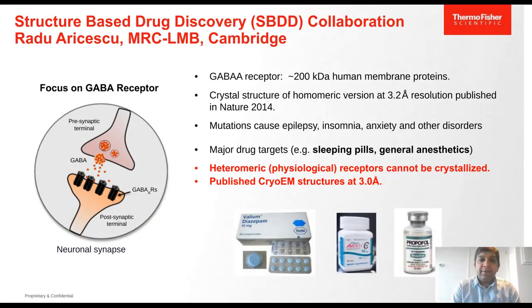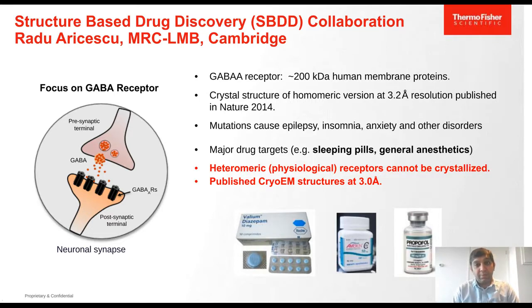Moving further, we have this wonderful collaboration with the group of Radu Arasescu at MRC LMB as well in Cambridge, where they are interested in looking at structure-based drug design. Radu is working on a human GABA receptor. GABA receptor is a 200 kilodalton human membrane protein found in our brains. It's acting as a neurotransmitter, and it's responsible for our moods, depression. It's also controlling anxiety, epilepsy, insomnia, and it has been a target for all these diseases. In addition, it's also the drug target for things like sleeping pills, as well as anesthetics. So it's a very important receptor.